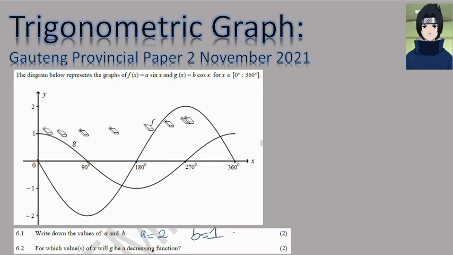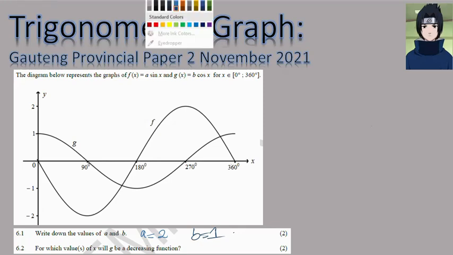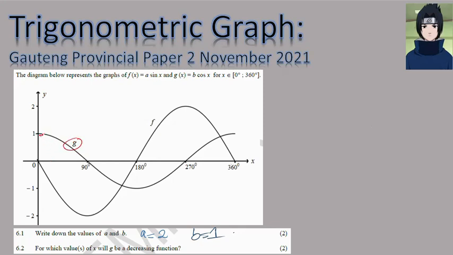I want to say now, I'm on question 6.2 now, for which value or values of x will g be a decreasing function? Now, when we say g is decreasing, it means this graph is going down, right? So, where's the graph of g? Here's the graph of g. Starting from here, it's going down, going down, up until here, right? Here the direction is changing. Now it's going upwards, right?